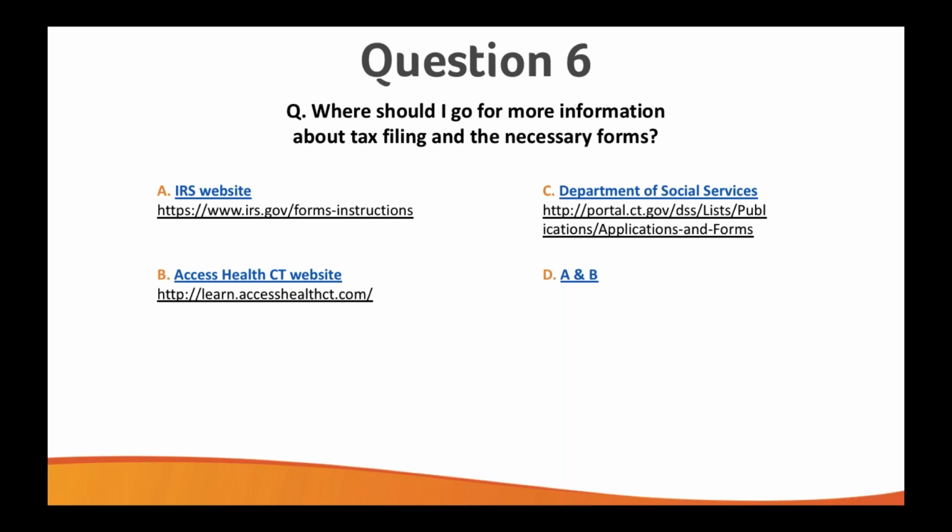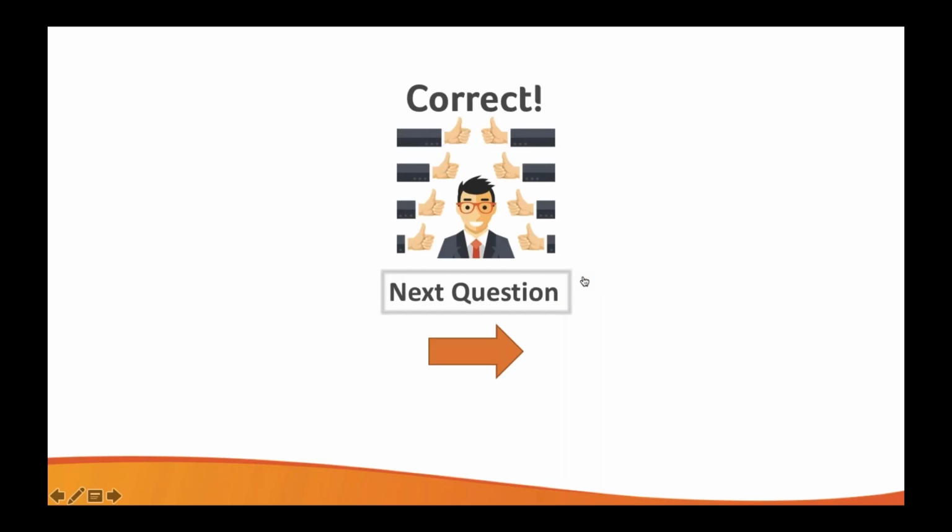Yeah, it looks like you guys, it is D. It's A and B. So the IRS website has all the forms and it'll give you instructions, but we also have a lot out in our website, Learn More, all about the 8962 form, the 1095A form, and then also the 8965. So there's lots of information you got at either spot.